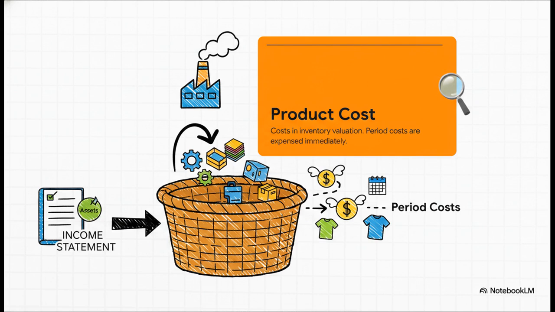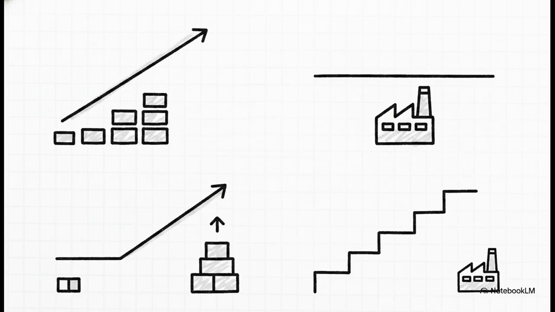So the assembly workers' wages, they go right into the basket. But the CEO's massive marketing budget, that gets kicked straight out of the factory and is immediately expensed on the income statement for that period. Now, costs also behave differently when your production volume changes. This is absolutely crucial to grasp. Variable costs, like raw materials, go up proportionately as you make more stuff.